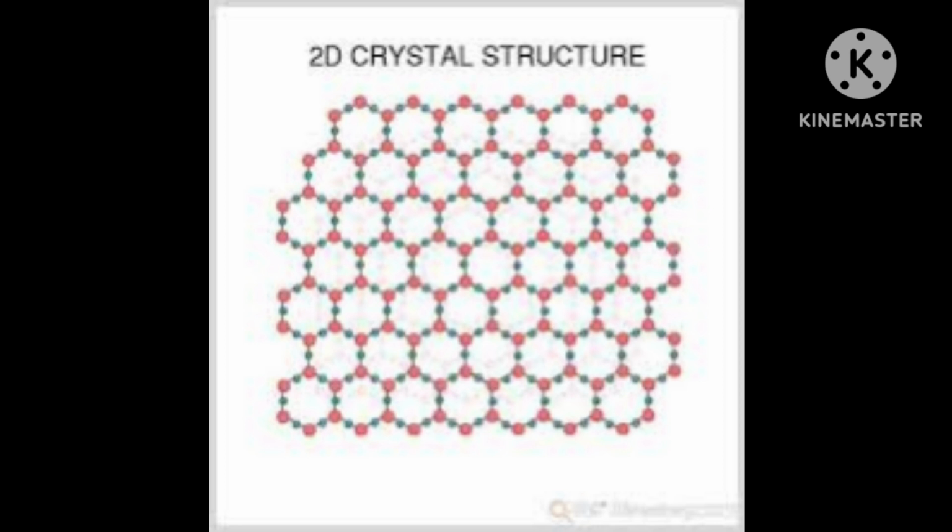And it is hard but brittle. Its physical nature is that it is hard but brittle. And what type of conductivity? It is an insulator in the solid state, but a conductor in the molten state and in aqueous solution. This I discussed about the ionic solid. And what about the melting point? The melting point is very high.